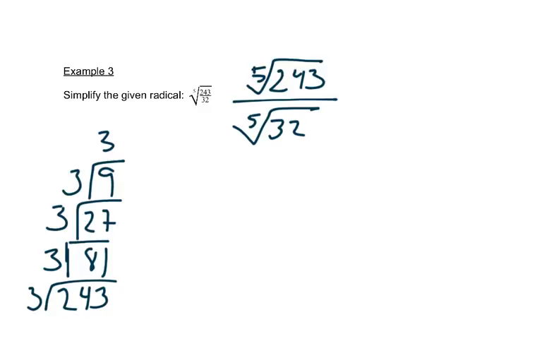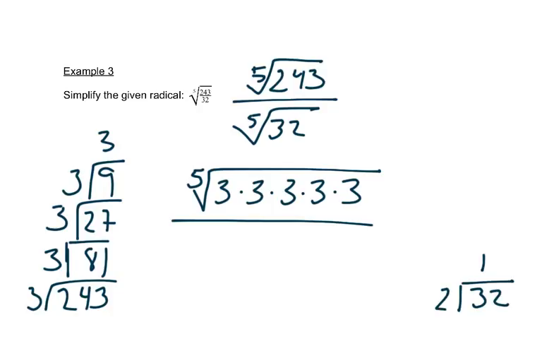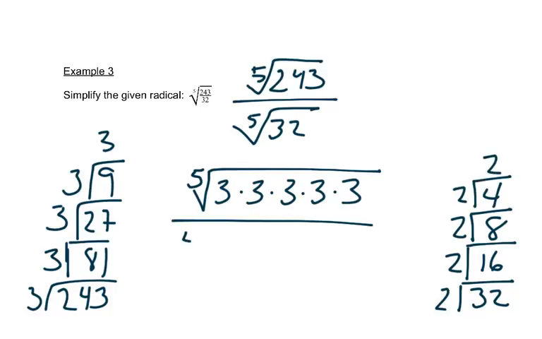So on the top, we really have the 5th root of 3 times 3 times 3 times 3 times 3. Now let's look at the 32. That's even, so we'll divide by 2, and that gives us 16. We can divide 16 by 2, and that gives us 8. Divide 8 by 2, and that gives us 4. Divide 4 by 2, and that gives us 2. So in the bottom we have 2 times 2 times 2 times 2 times 2.